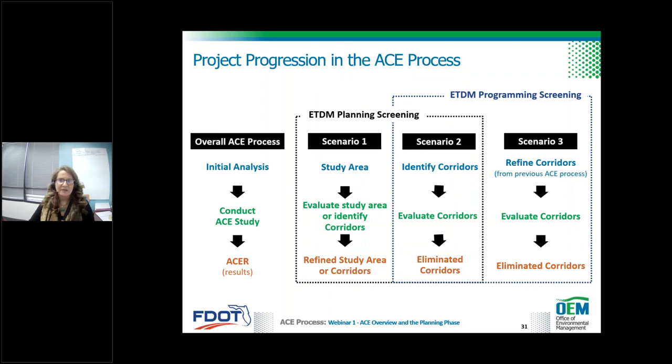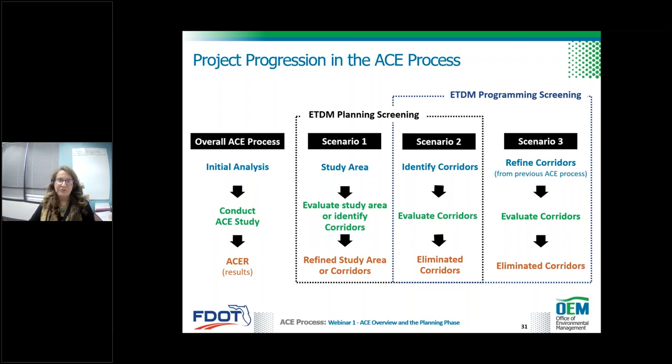Next slide. So the overall ACE process involves 3 main steps: initial analysis, conducting the ACE study, and documenting the results. And there's 3 options or scenarios that you might find yourself in, depending on where you are in the particular project. So in scenario 1, you're really just getting started. You don't have a lot of information available. And you might start the ACE process by defining the study area, identifying some initial corridors, and refining those corridors at the end as part of the documentation step.